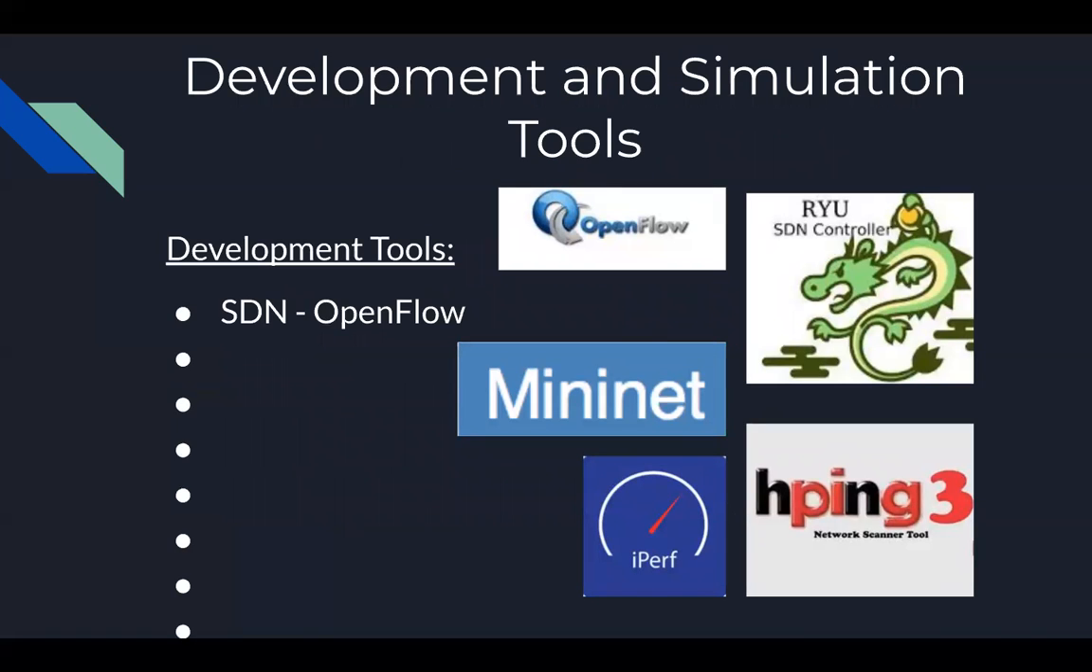So now that we know how DDoS attacks are very harmful for SDN, in this project we are trying to detect such DDoS attacks by identifying the features. To do this, we have used various development and simulation tools. We have used SDN with OpenFlow protocol, and then we have used the RYU SDN controller.